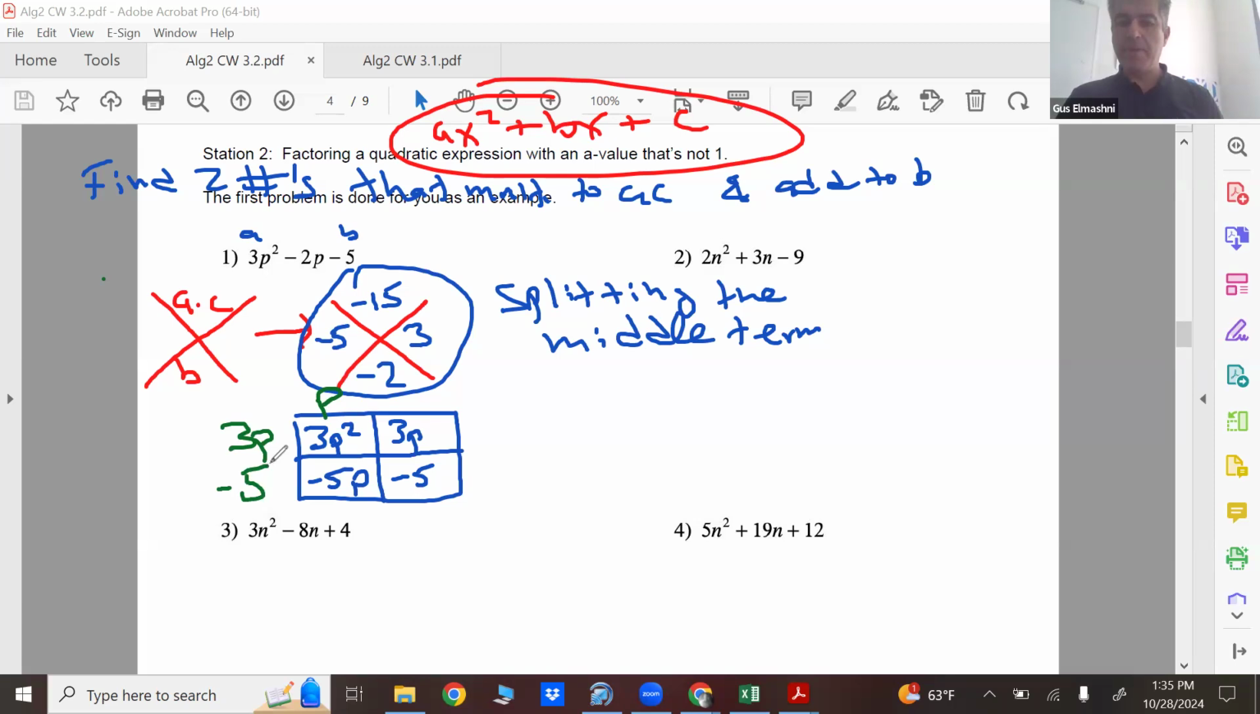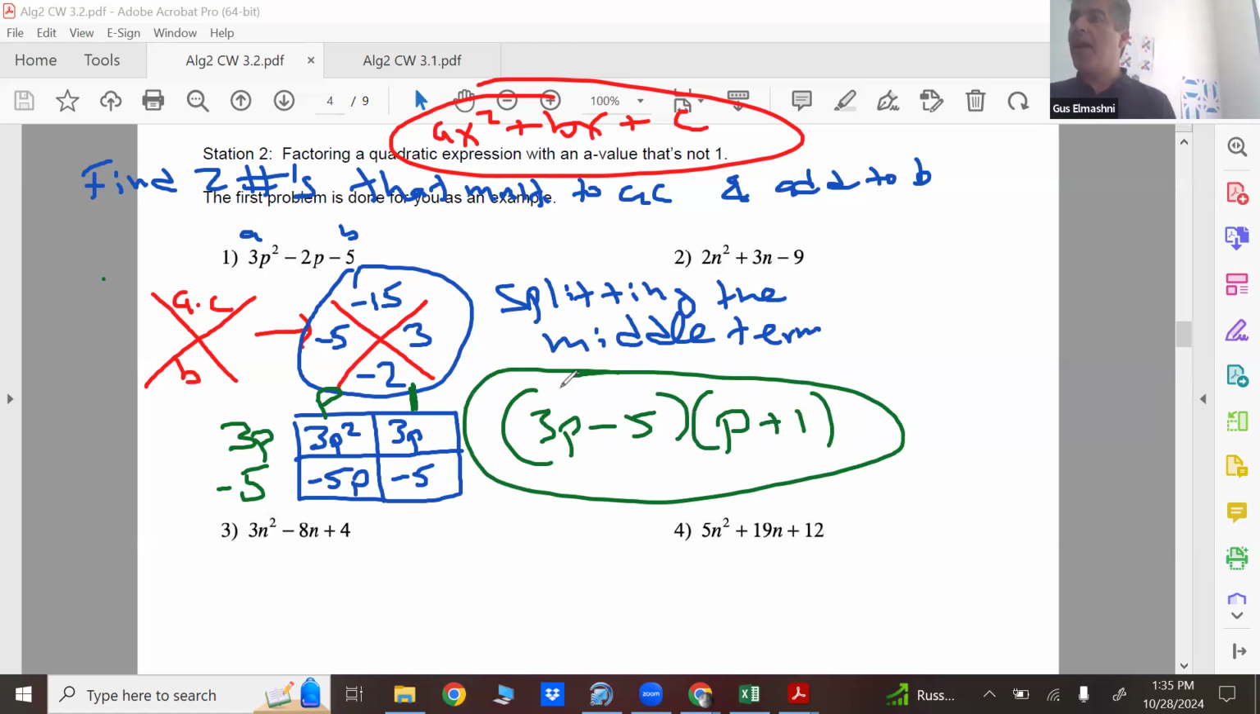Yeah, because -5 times p is -5p. And what I'm going to put on the upper right. Is there anything common in the last column? 3p and -5? Nothing's common, right? And by the way, 3p times 1 equals 3p. -5 times 1 equals -5. So the final answer is 3p minus 5 and p plus 1.